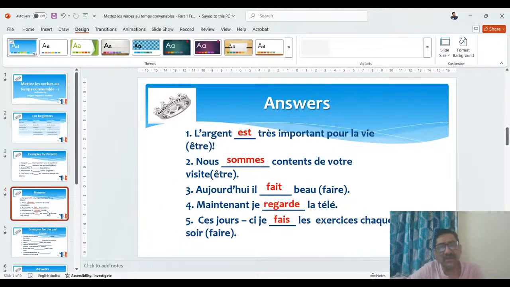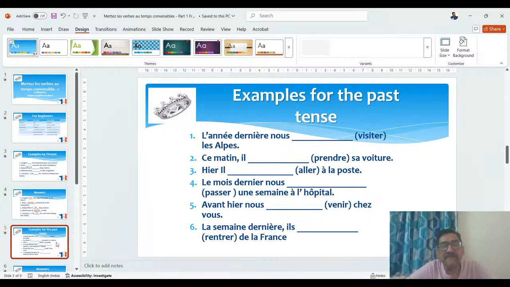So let me show the answers for you. Okay, so these are the answers we have discussed now. Okay, is it clear? Okay, now let's go to examples of past tense. Past tense basically either it can be a long action or it can be a short action. If it's a long action, we use imperfect, or if it is a regular action in the past, that is a habit, again it's imperfect.